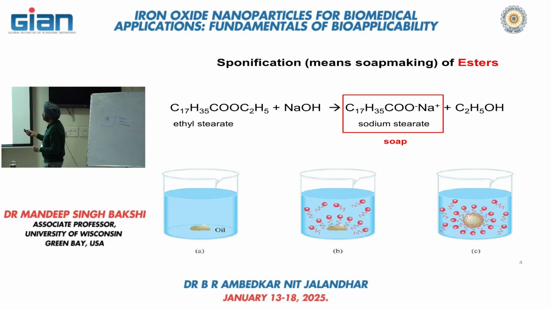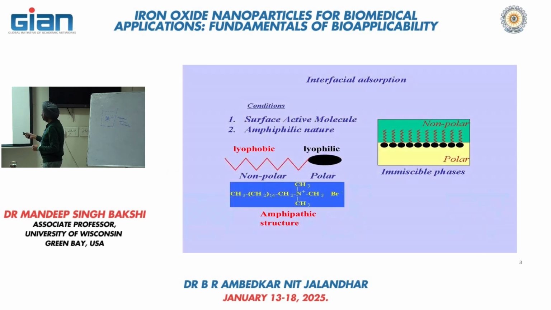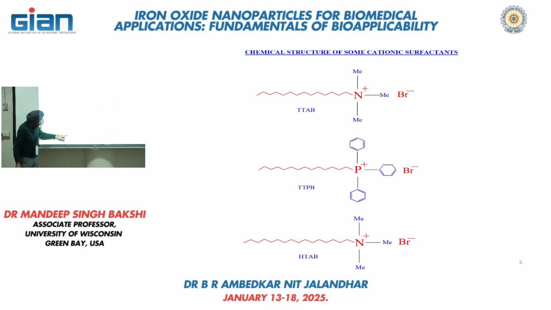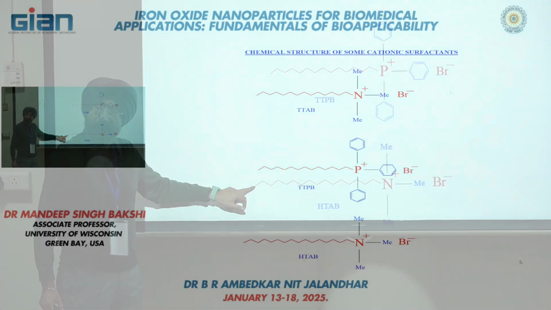Here the head group is positively charged. You see the ammonium, phosphonium, again ammonium. We have changed the length of the hydrocarbon. This is tetradecyl, C14. This is also tetradecyl, C14. This one is hexadecyl, C16, so a C16 hydrocarbon chain length. If somebody asks what is the meaning of that: the end of this line represents the methyl group, CH3.